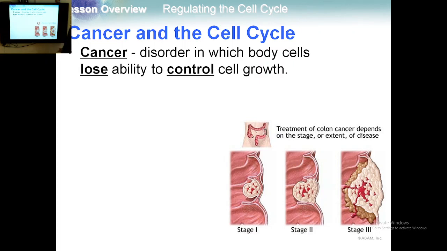Again, cancer is a disorder in which body cells lose the ability to control cell growth. So there is no control over the growth. There are no regulators here, okay? As you can see here in the picture, this is a colon. This is the descending colon here.